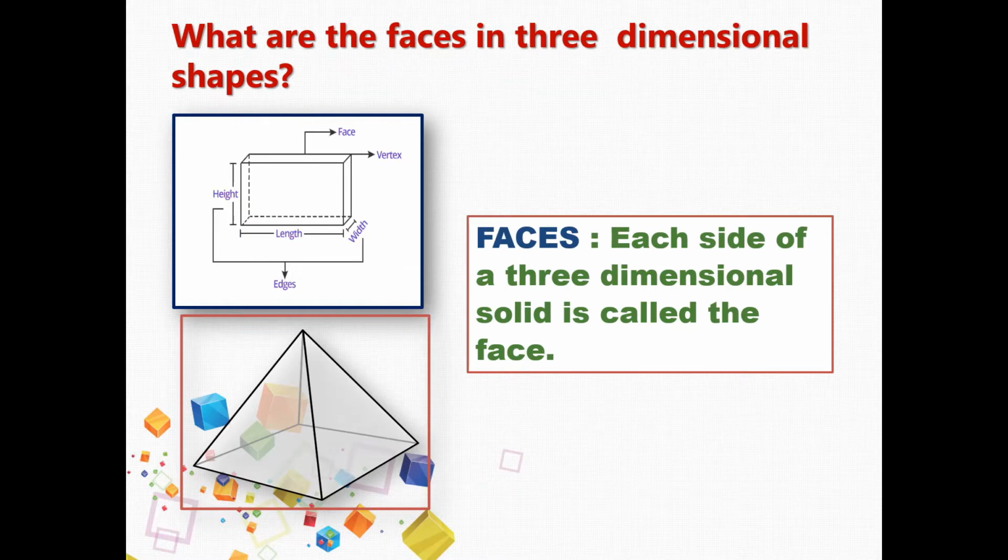Each side of a three-dimensional solid is called a face. Now I have taken two solids for you which are showing different kinds of faces. Like in the first one we have a rectangular face, and in the second one we have a triangular face and also a square face at the bottom. You see?